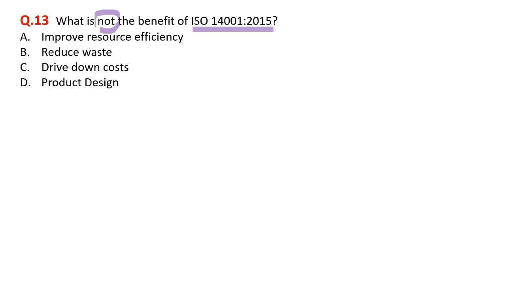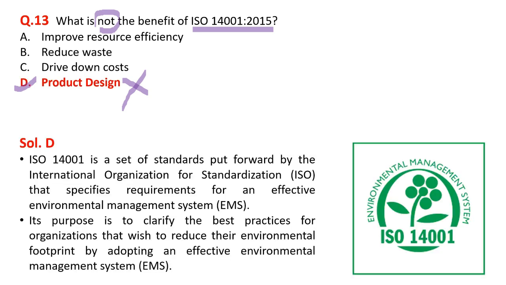First option, improve resource efficiency. Option 2, reduce waste. Option 3, drive down costs. Option 4, product design. So this option is not in the benefit of ISO 14001. So ISO full form you should be knowing, that is International Organization for Standardization, and this particular standard is for effective environmental management systems.